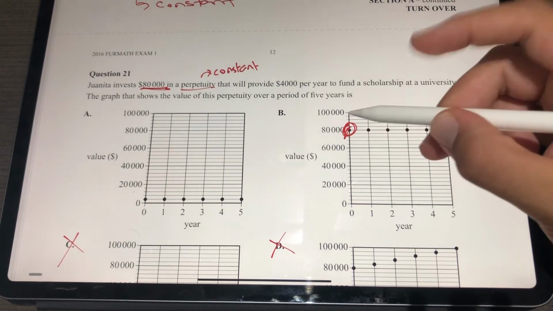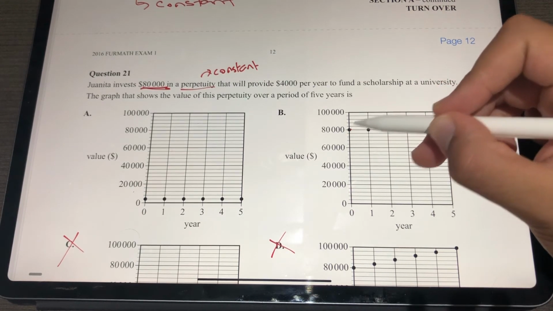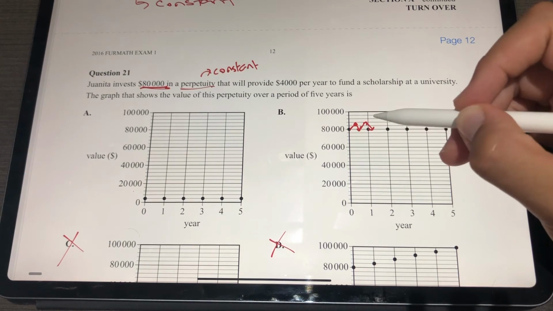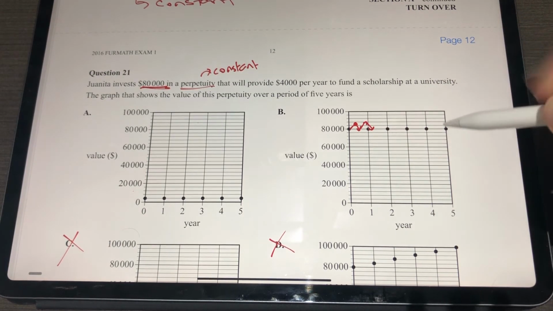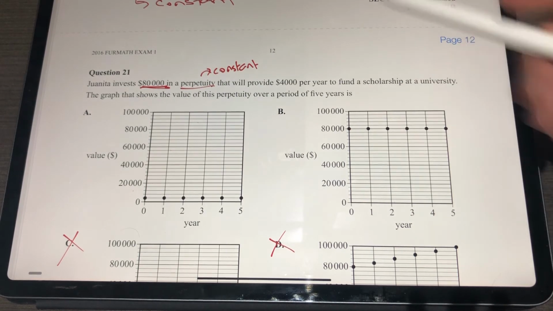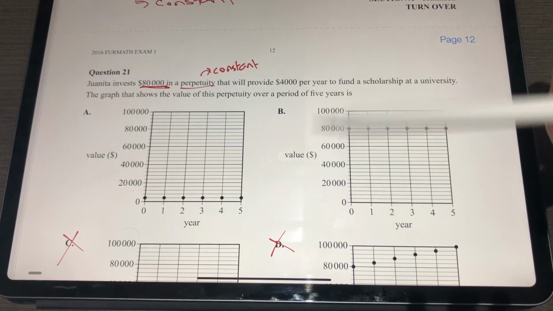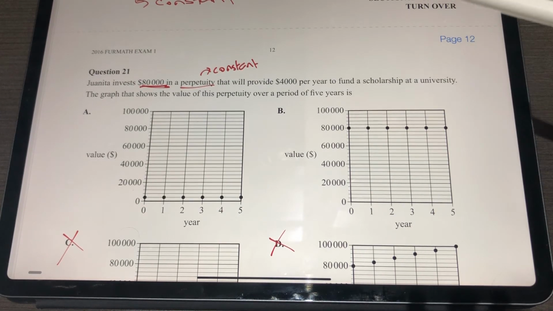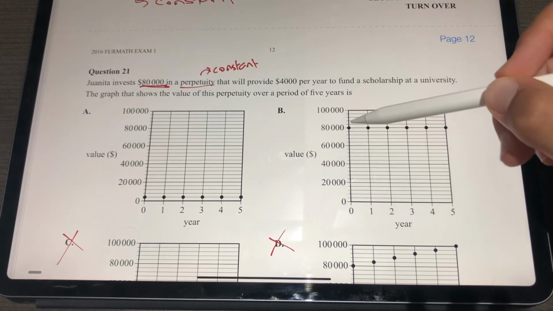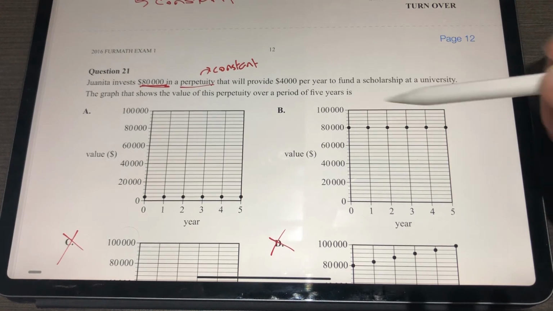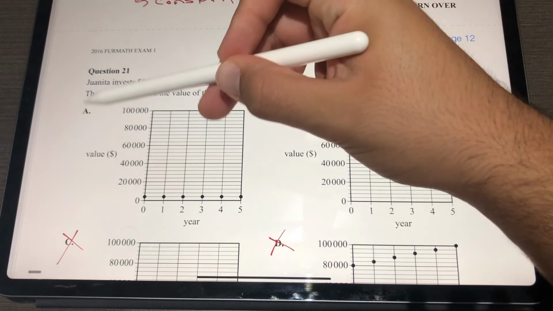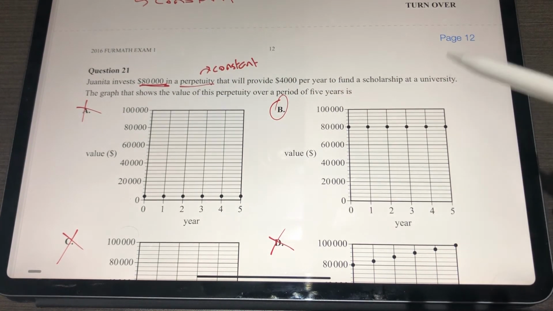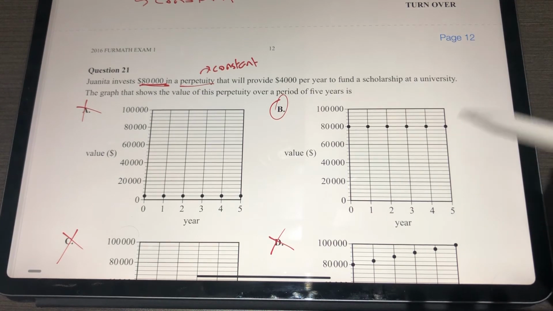So what's actually happening is 80,000 goes up 4,000 to here, for example, then goes back down, then goes up, then goes down. But over each year, it's staying the same because we are investing 80,000, then we're adding 4,000 and taking it away. We're adding 4,000, taking it away. So that's why this is a constant graph, which means B is our answer. A can't be right because it's $5,000 invested, but we've actually invested 80,000, so B is the correct answer.